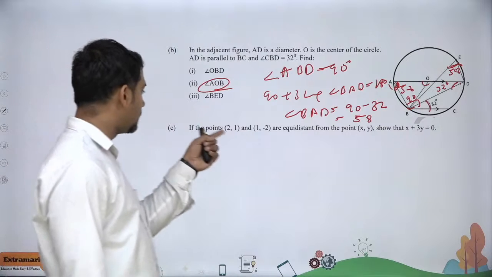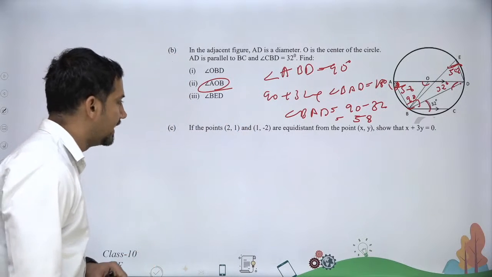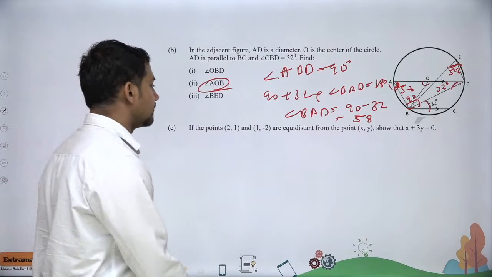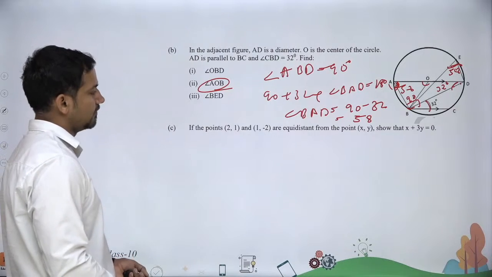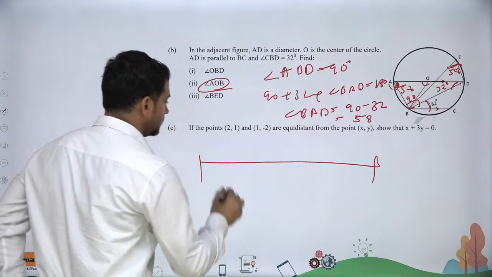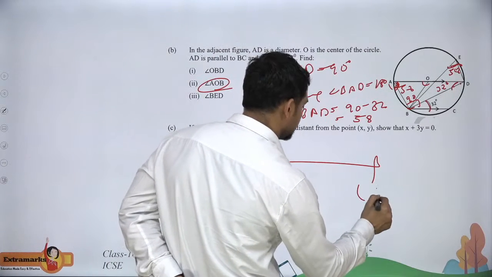If the points (2, 1) and (1, -2) are equidistant from the point (x, y), show that x plus 3y is equal to 0. We just have to use the distance formula and then we get the answer. For equidistance, we go with the distance formula, because the distances of these two are equal.